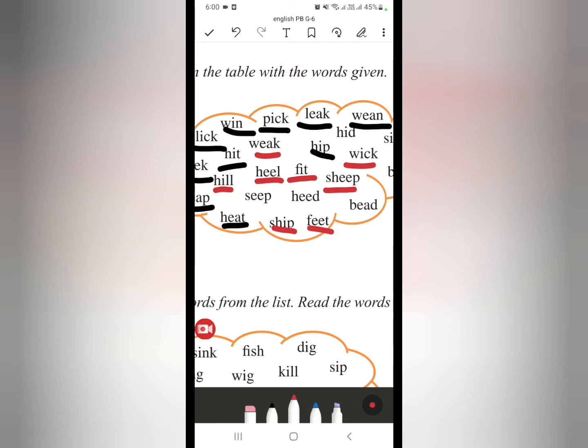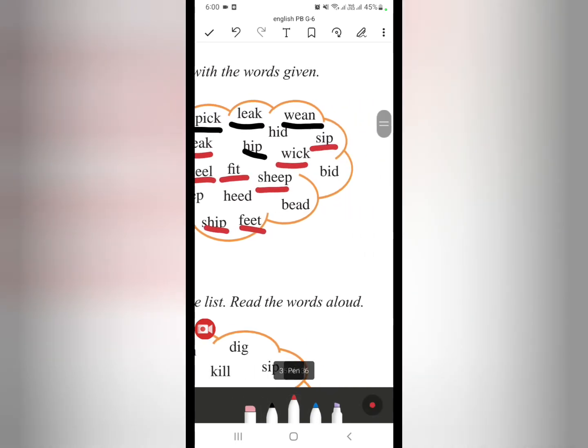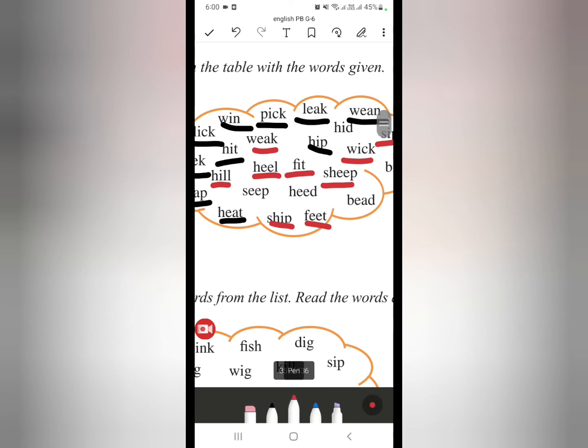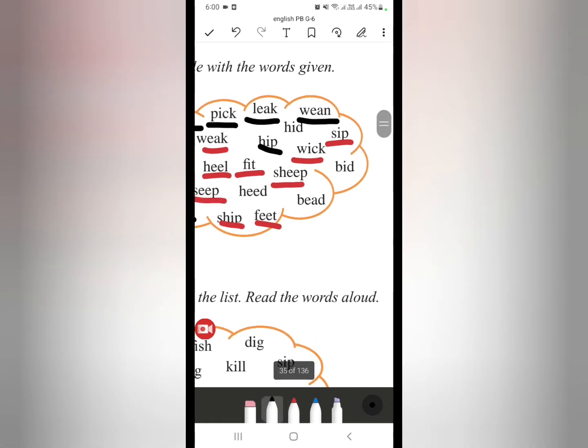Sip, sip, seep. Bid, beat. Hit, hit, heat.